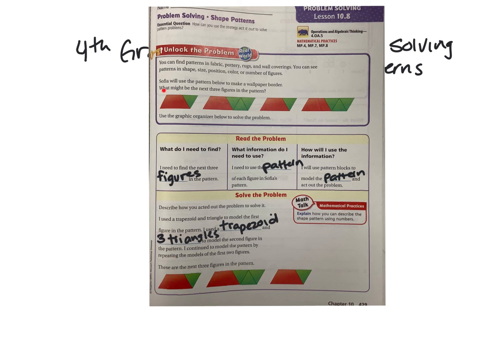So we had trapezoid, triangle, trapezoid, three triangles, trapezoid, triangle, trapezoid, three triangles. So our next ones are going to be trapezoid, triangle, trapezoid, three triangles, trapezoid, triangle, and if they wanted four, it would be trapezoid, three triangles.